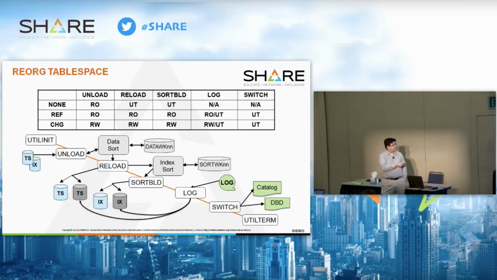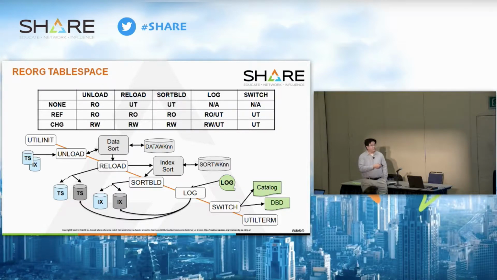And then when you're running SHRLEVEL CHANGE, which I believe is probably 99% of everyday users, we'll also catch up with the concurrent changes with the log apply phase, followed by the switch phase to actually logically switch the data set between the original and the shadow, and then complete the utility. So that's just a high-level eye chart about how our main reorg utility works on the table space. And for the chart up here, I briefly describe what the concurrency and availability implications are when you're running a reorg utility.